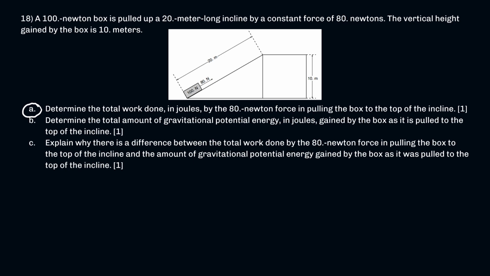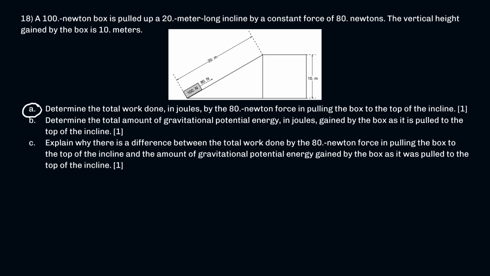So number 18 is telling us that we have a 100 Newton box is pulled up a 20-meter long incline by a constant force of 80 newtons. The vertical height gained by the box is 10 meters. Part A is asking us to determine the total work done in joules by the 80 Newton force in pulling the box to the top of the incline.